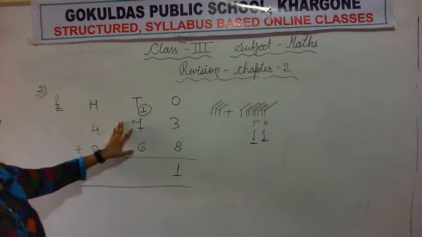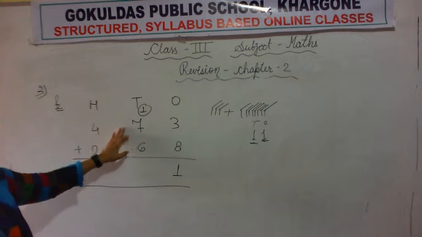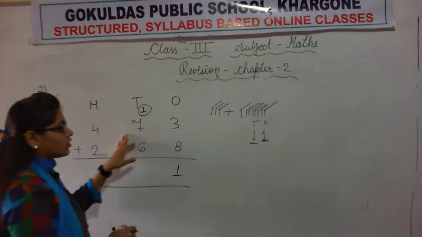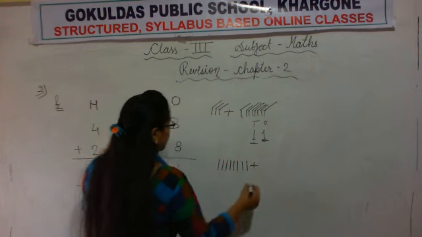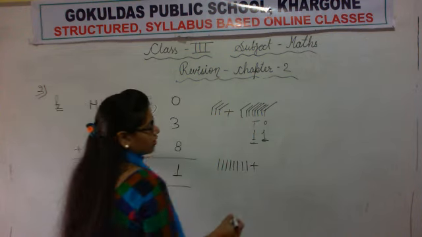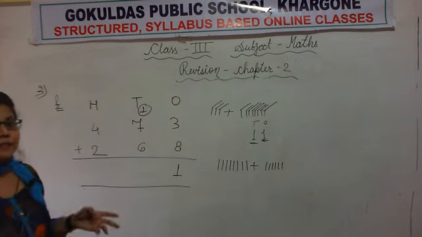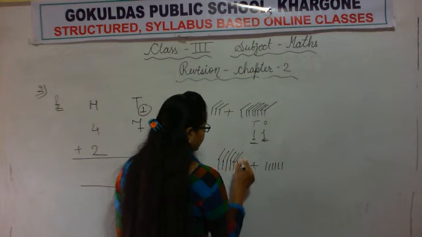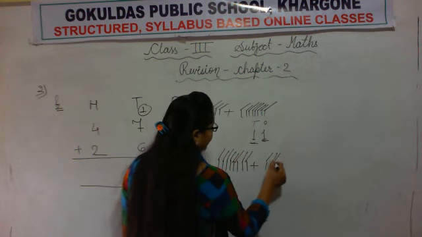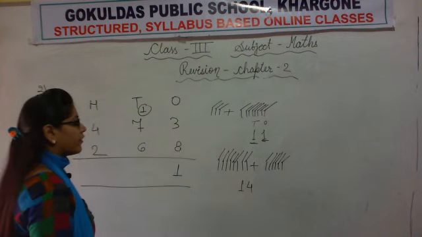Now whenever 1 is added to any number, it gives its successor. So what is successor of 7? 8. So let's draw 8 sticks. Now the next number is 6, so we will draw 6 sticks. Now let's add them all. 1, 2, 3, 4, 5, 6, 7, 8, 9, 10, 11, 12, 13 and 14. See, we got 14.